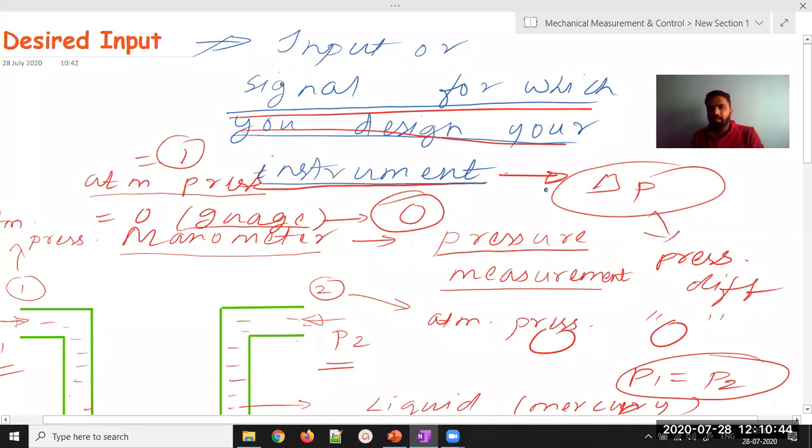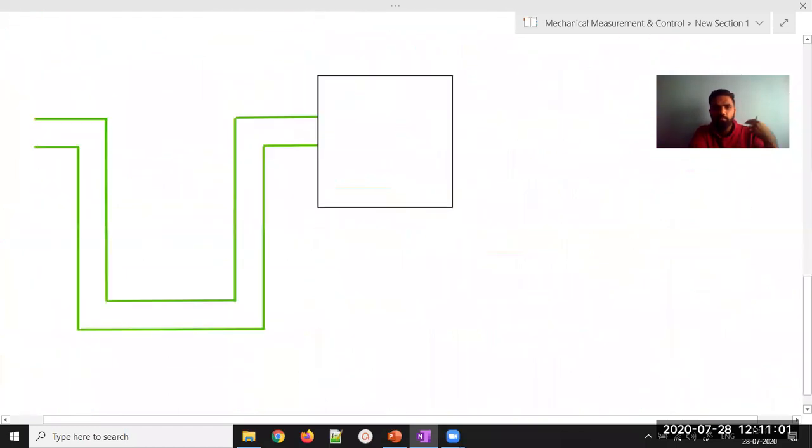Okay, so this kind of setup where we are only getting the input for which the instrument was designed, such kind of system or such kind of input is called as desired input, where we are not getting any other kind of pressure. Okay, I hope you understood. I tried to explain you all the basics of this pressure measurement also. Okay, now we will take another example.